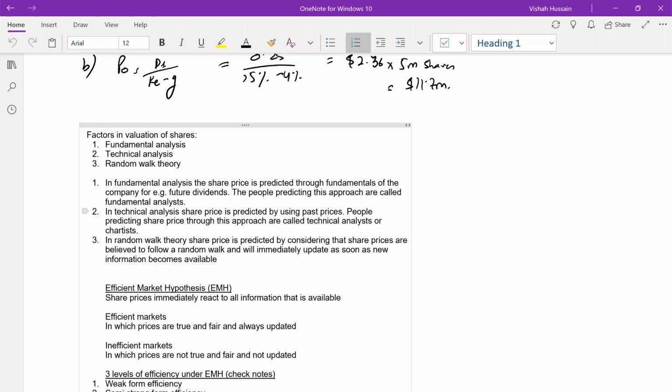So the efficient market hypothesis is when the share prices immediately react to all the information that is available, and efficient markets are where prices are true and fair and are always updated. However, inefficient markets are where prices are not true and fair and are not updated.